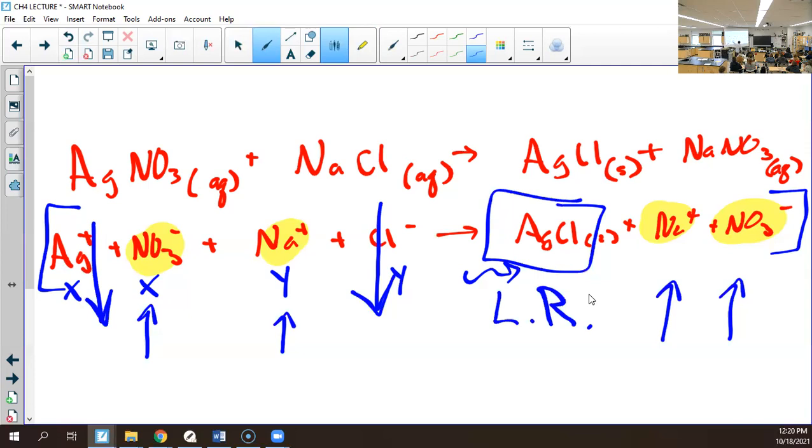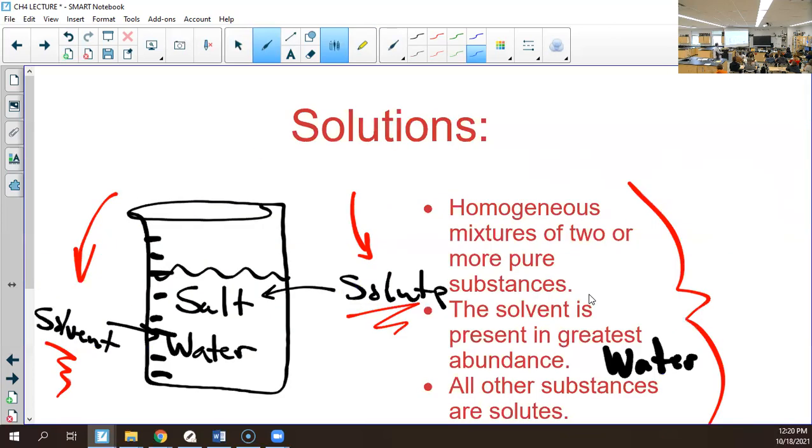My expectation is that you can be given two solutions, predict what makes a solid, what is a spectator, and then do all the math. Okay, they are literally called spectator ions, so you're all laughing at me.